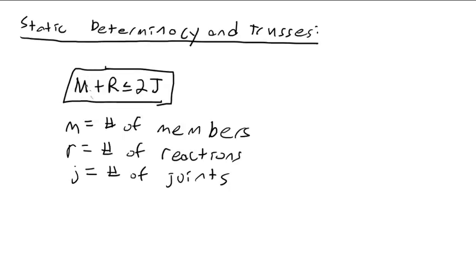Each of these represents an unknown. Each member has a certain unknown force, and each reaction represents a certain unknown force. Your joints are what give you your equations of equilibrium, and each one of them gives you two equations of equilibrium to solve for unknowns. So ultimately, for a truss to be statically determinate, m plus r must be less than or equal to 2j, and ideally equal to 2j for the purposes of stability. But you can go into the theory and read more into this in 6.4 and 6.3.